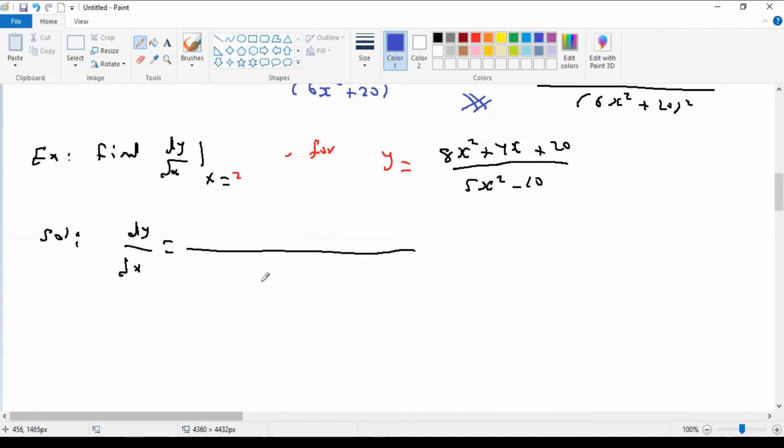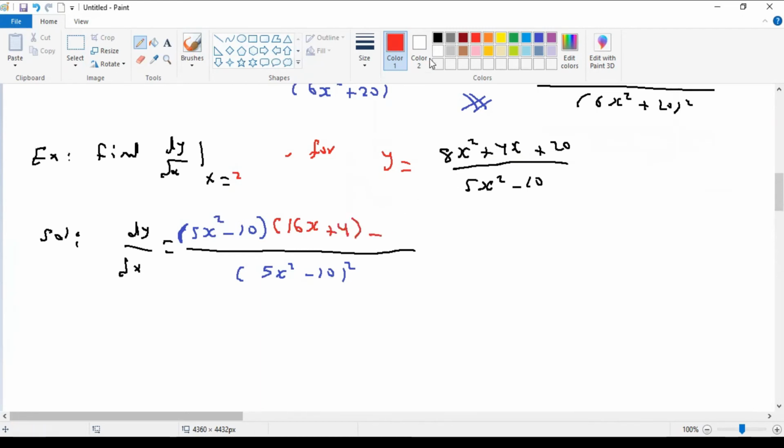the denominator squared, so I have 5x squared minus 10, squared. Then right here the denominator again, 5x squared minus 10, multiplied by the derivative of the numerator. The numerator is 8x squared plus 4x plus 20, the derivative is 16x plus 4 plus 0, this one will be 0. So it will be multiplied by 16x plus 4.